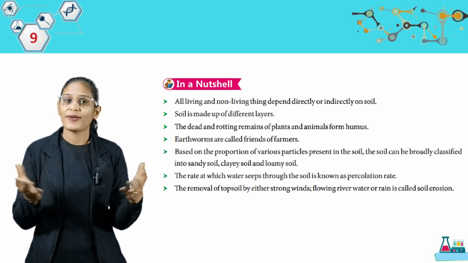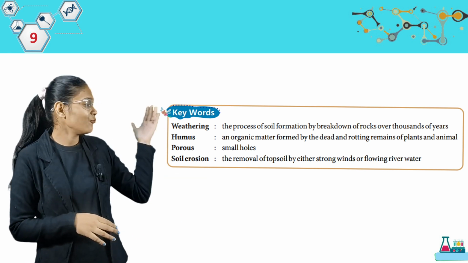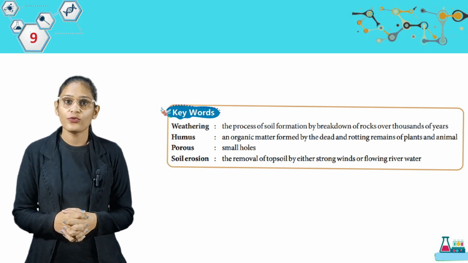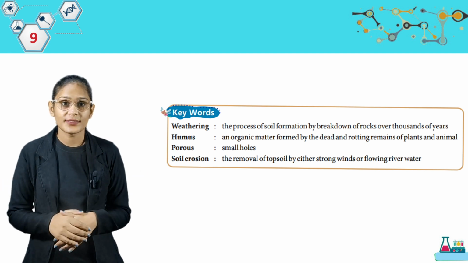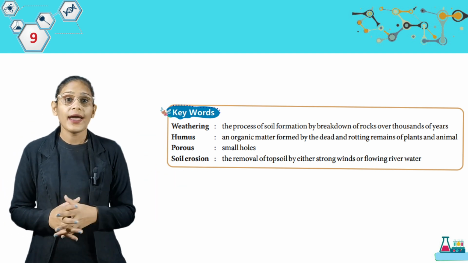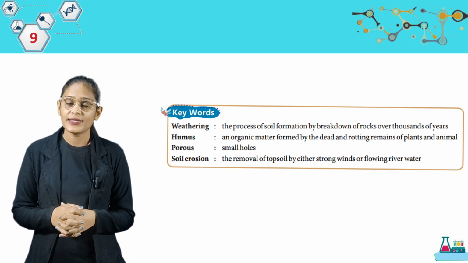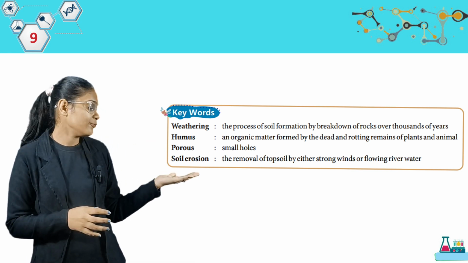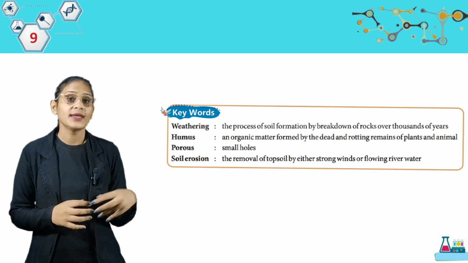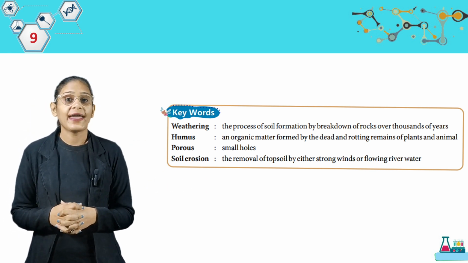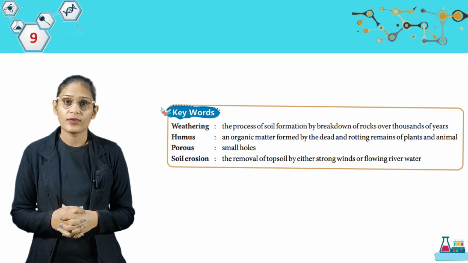Now students, we have some keywords. Here we have weathering, the process of soil formation by breakdown of rocks over thousands of years. Then we have humus, an organic matter formed by the dead and rotting remains of plants and animals. Then we have porous, small holes. Then we have soil erosion, the removal of topsoil by either strong winds or flowing river water.